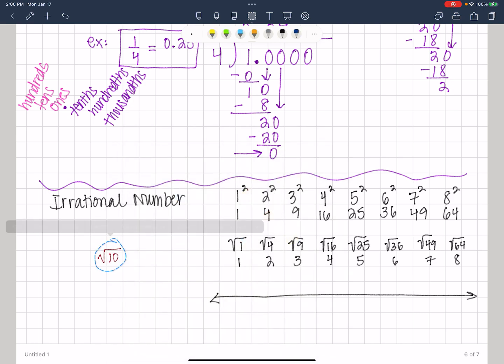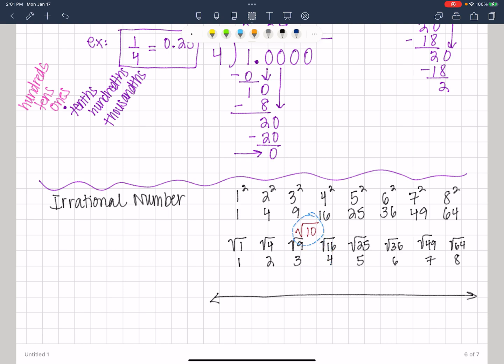There we go. The square root of 10 is not between the square root of 1 and the square root of 4. It's not between the square root of 4 and the square root of 9. It's between the square root of 9 and the square root of 16, and it's much closer to the square root of 9 than it is to the square root of 16. So the square root of 10, while it's an irrational number because it's not a perfect square, is going to be closer to 3 as a decimal than it is to 4.